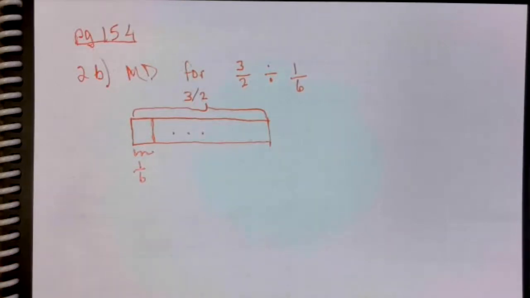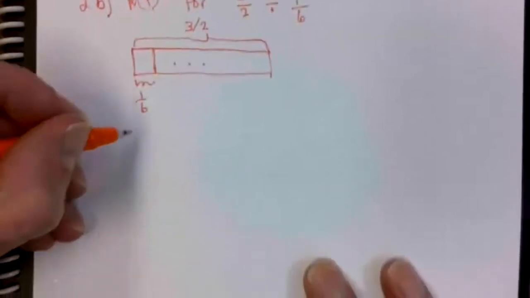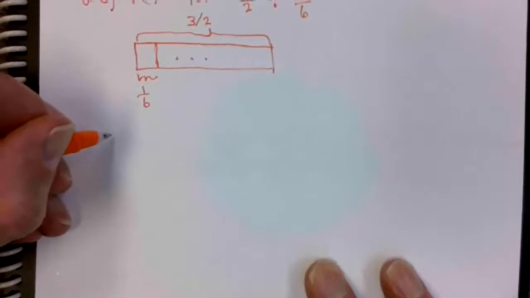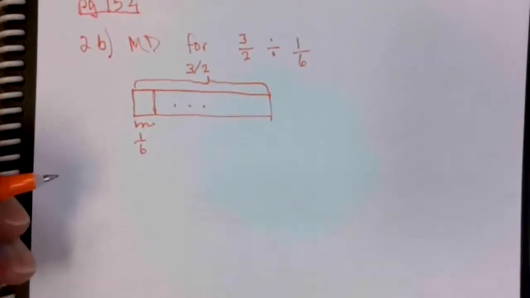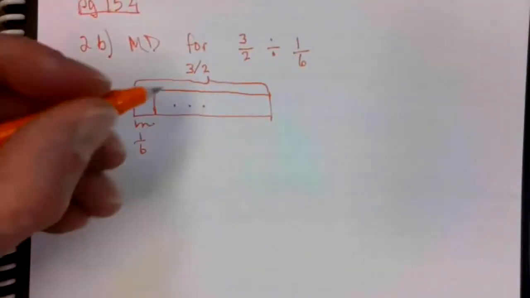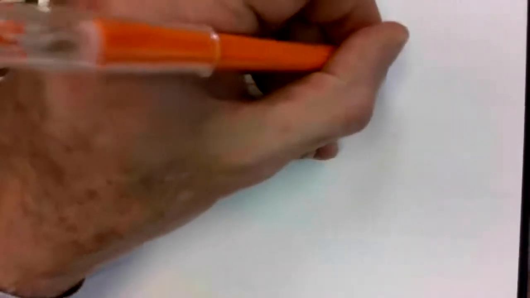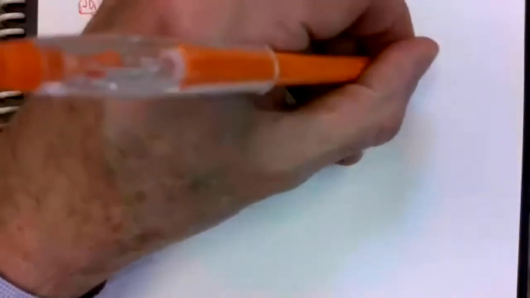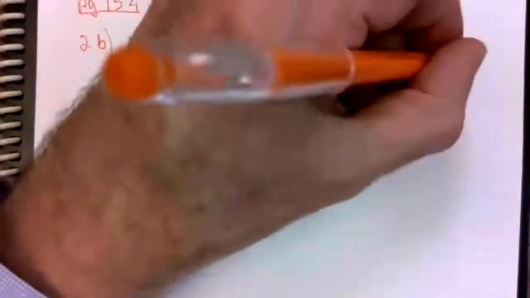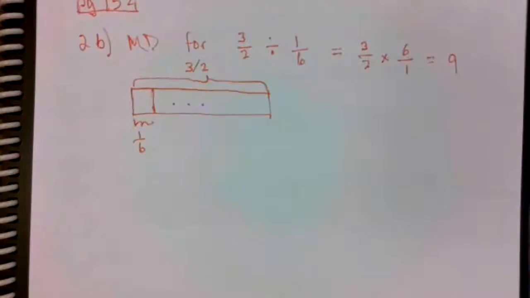So we have a whole length that is 3/2. And we want to know how many 1/6 are there in 3/2. So, and I think they actually said solve the problem, right? So to do the problem, we do 3/2 times 6/1, and that works out to be 9.